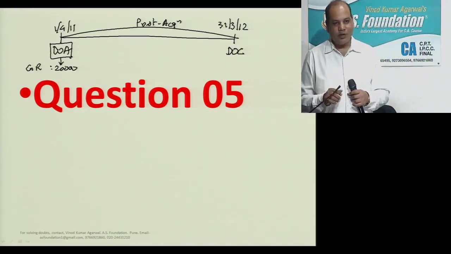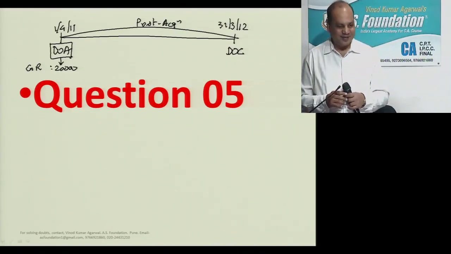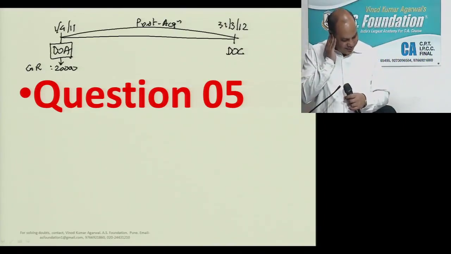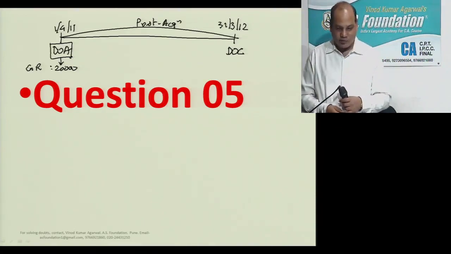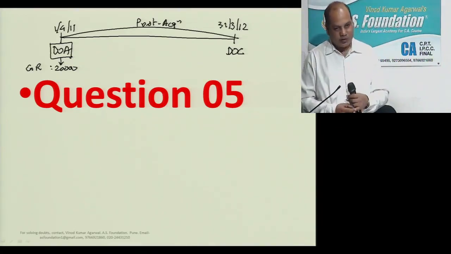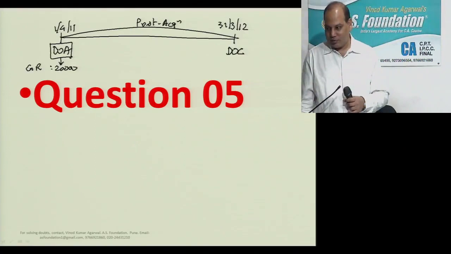On 1st April 11, the opening credit balance of A Limited P&L account, underline A Limited, A is holding. Opening credit balance of A Limited P&L account was 26,000. Out of this balance, a 10% dividend was paid subsequently. Write down in bracket.